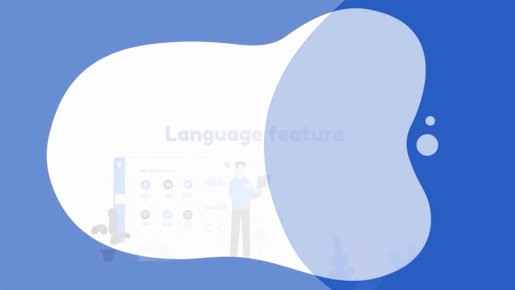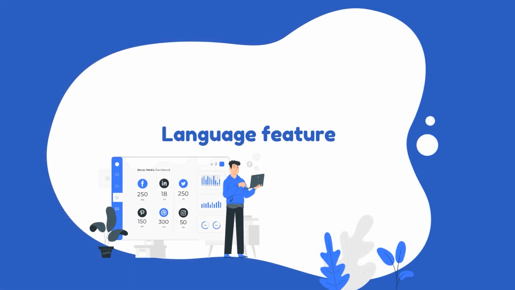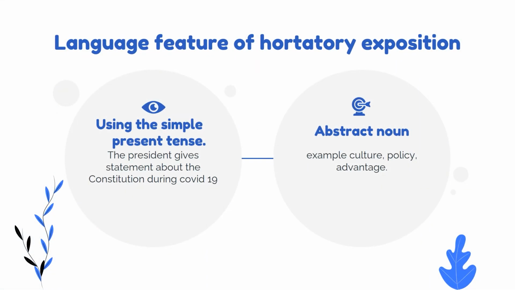The next we will learn more deeply about language feature of hortatory exposition. This is a language feature of hortatory exposition. When you write the text hortatory exposition we can use the simple present tense and abstract noun. You can see below for the example.